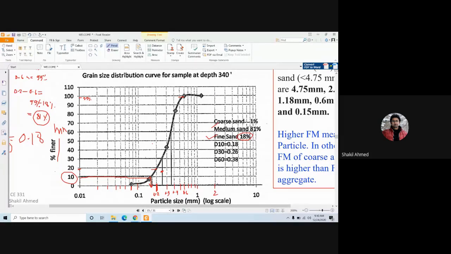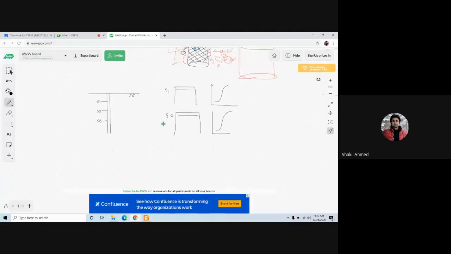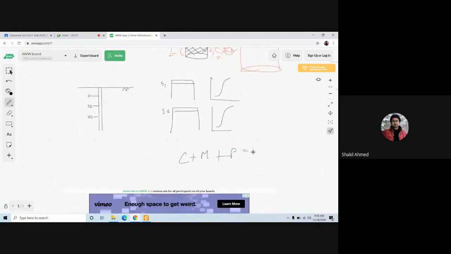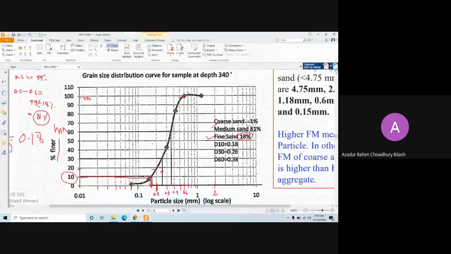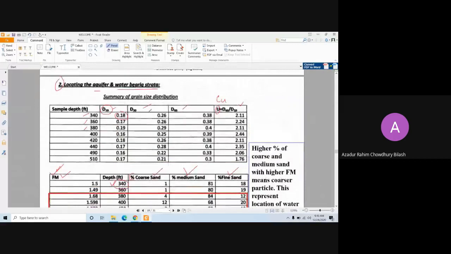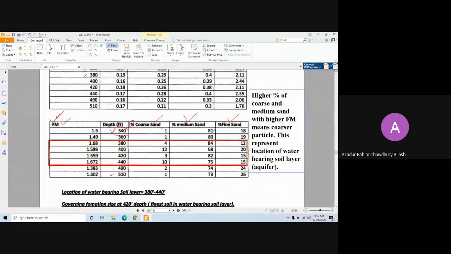Okay. 2 to 0.6, we got how much? Coarse plus medium plus fine should be 100% here. Yes, sir. Medium was 81%, and fine was 18%, and that makes 99. So you will see from here that coarse is equal to 1%. So coarse sand is 1%. Clear? Yes, sir. That's how you determine it for 340: 1%, 81%, 18%.